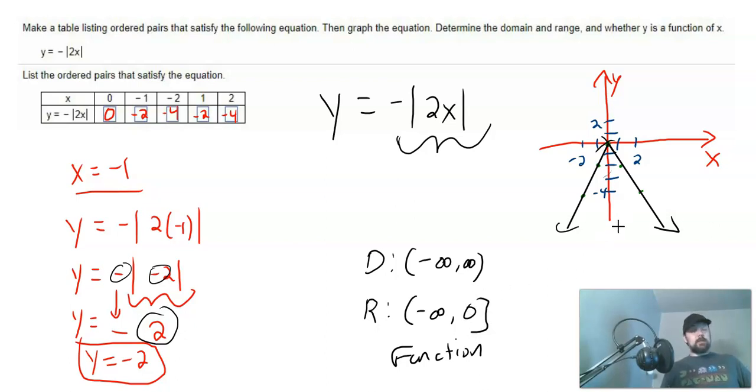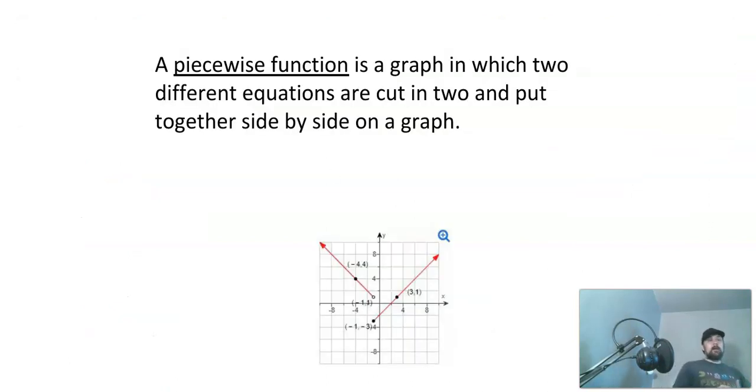And is this a function? Yes, right? Passes the vertical line test. It's a function. All right, we have 2 more topics to talk about in this section. The next one is piecewise functions. So a piecewise function is a graph in which 2 different equations are cut in 2 and put together side by side as a graph, right? And so here's an example of what a piecewise function looks like.